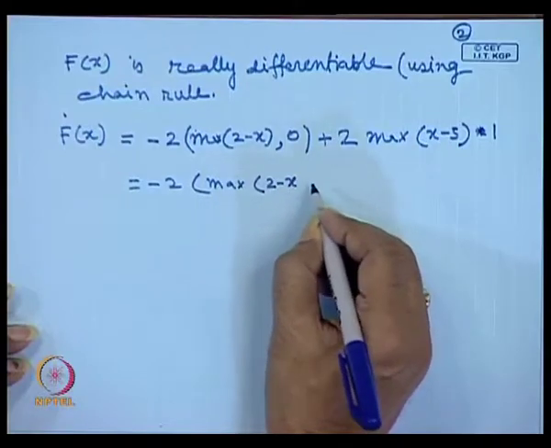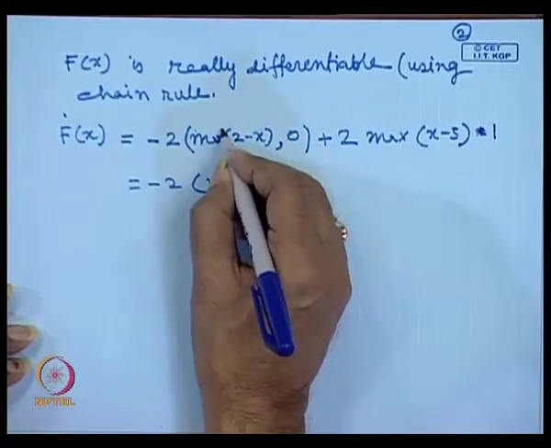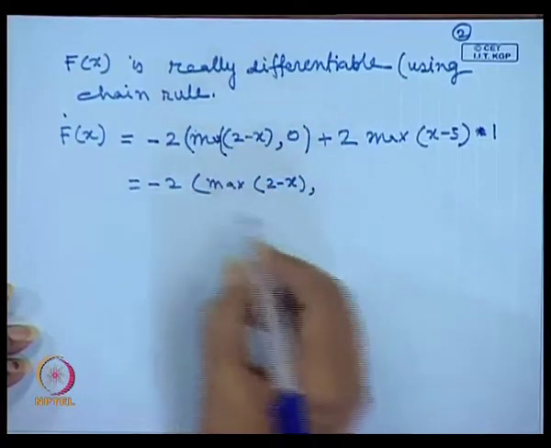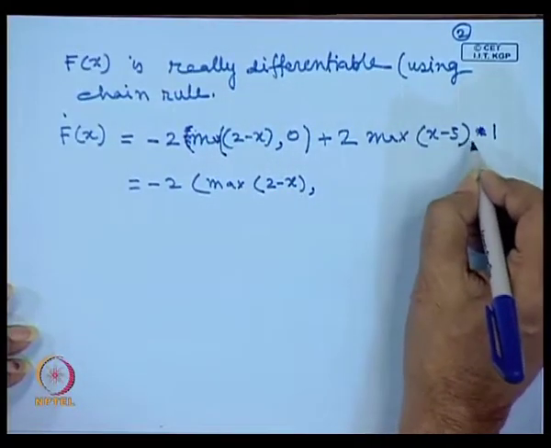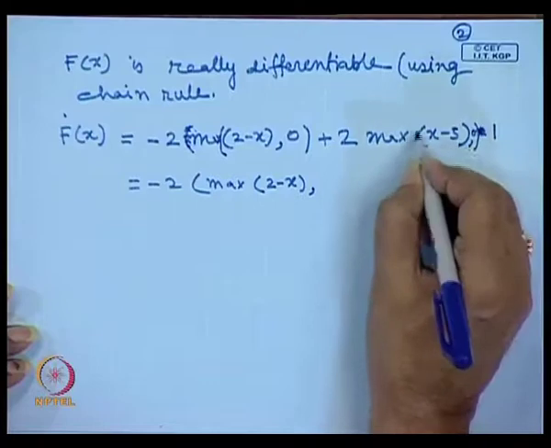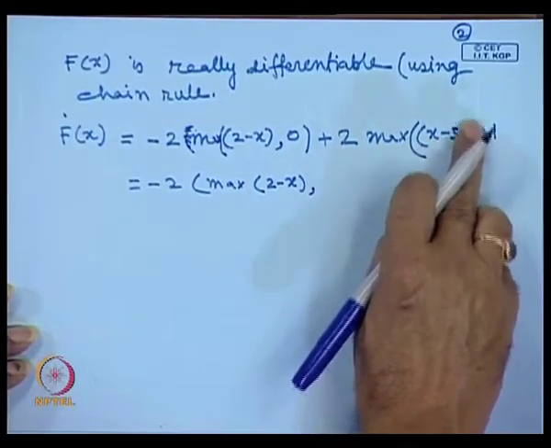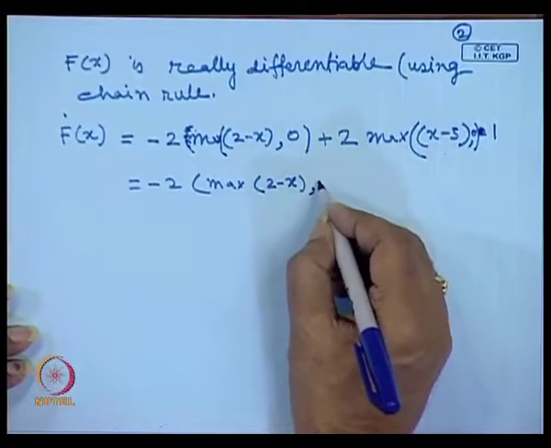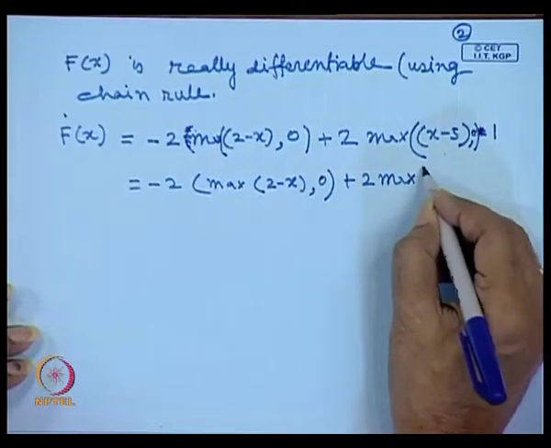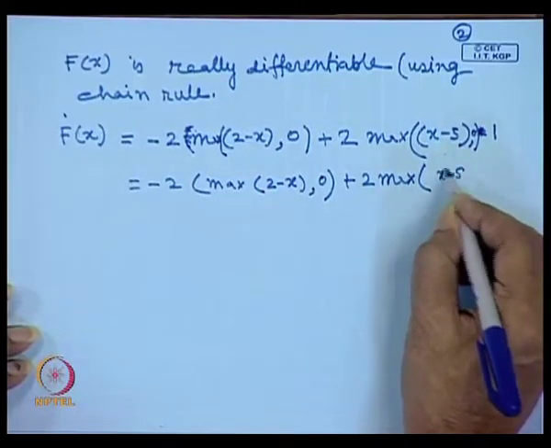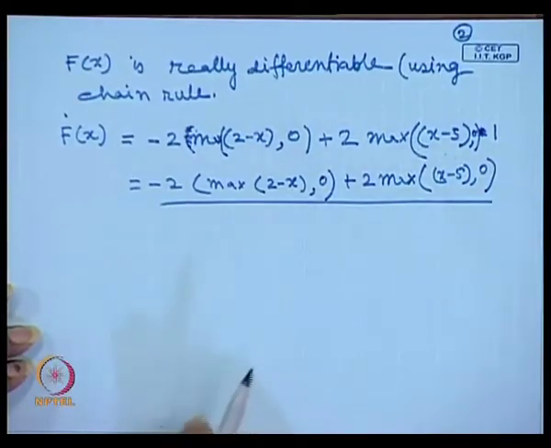So, our value now is like this: minus 2 max of 2 minus x, 0, plus twice max of x minus 5, 0. So, this is the differentiation of that one.